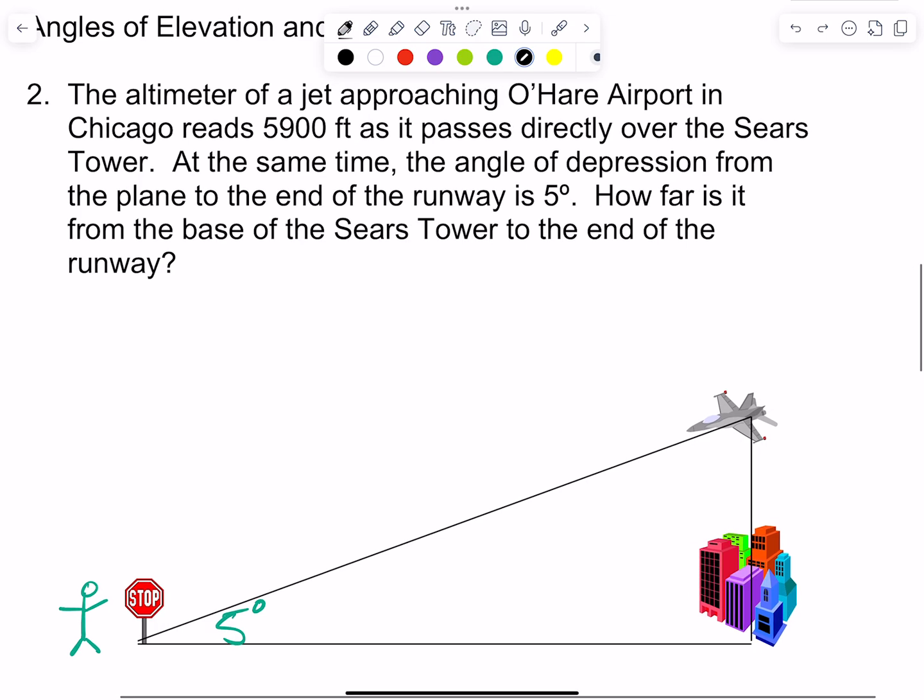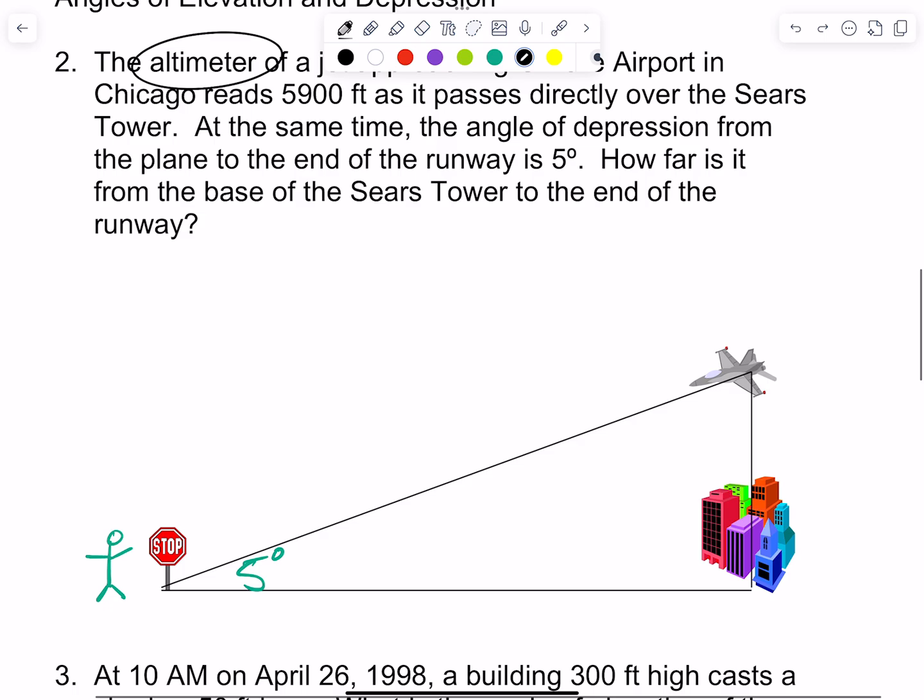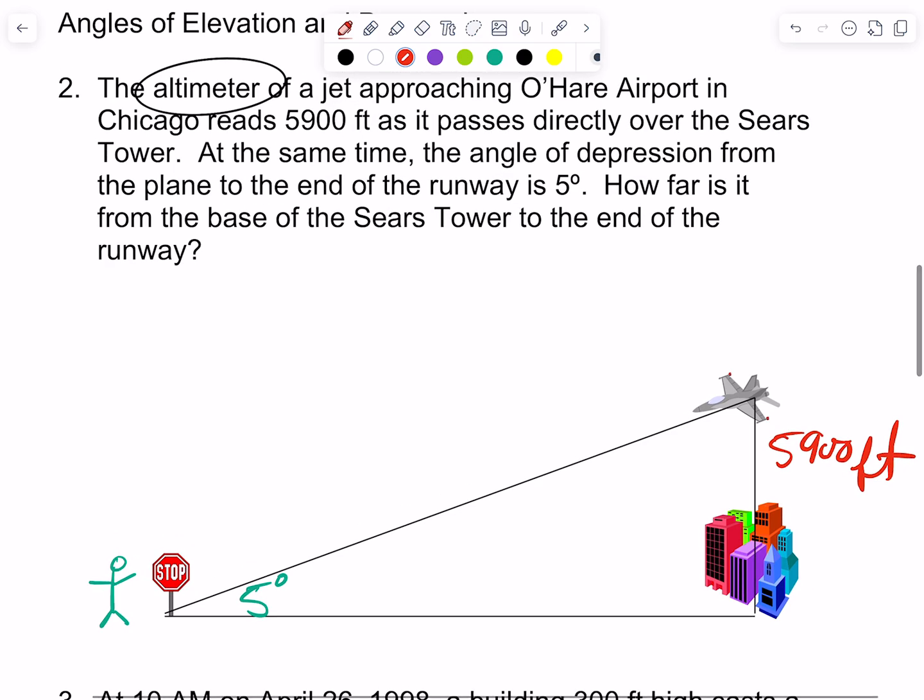This one right here is talking about the altimeter. Anytime they give you anything with altitude, it is your height. The vertical is always your height. So the key to these problems is dissecting the words. The 5900 goes here. A lot of you will do the trigonometry right. It's going to be the labeling that's going to be the key. So altimeter's height.